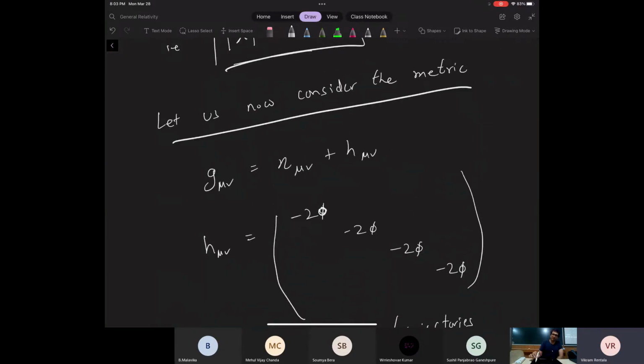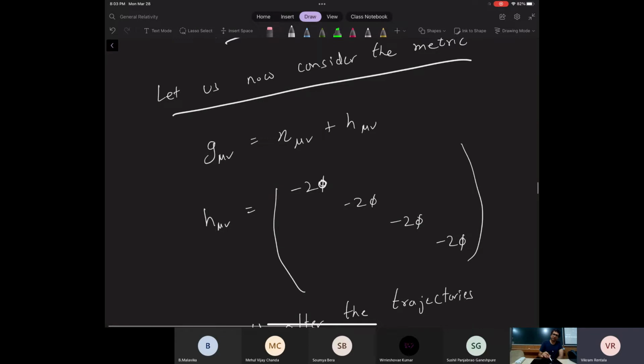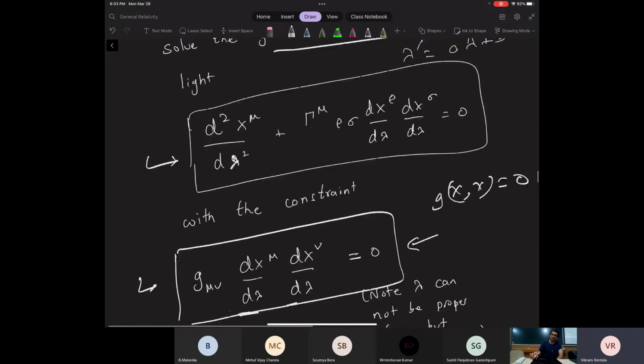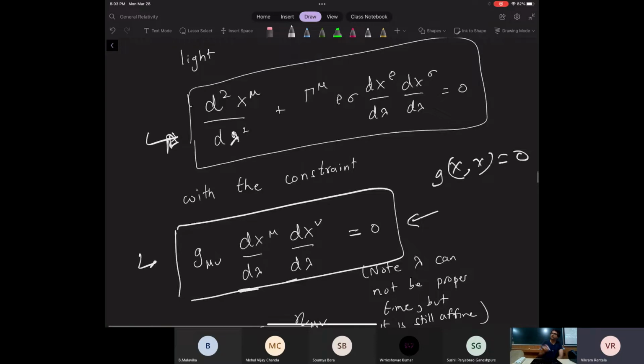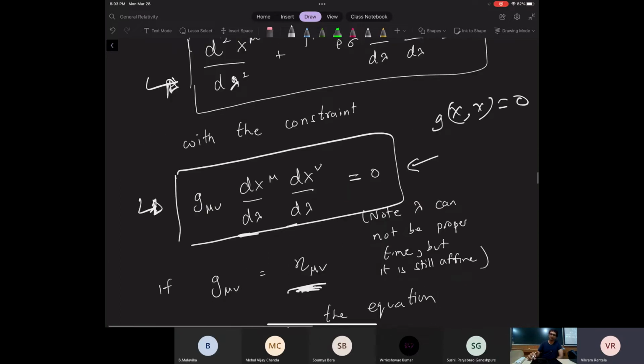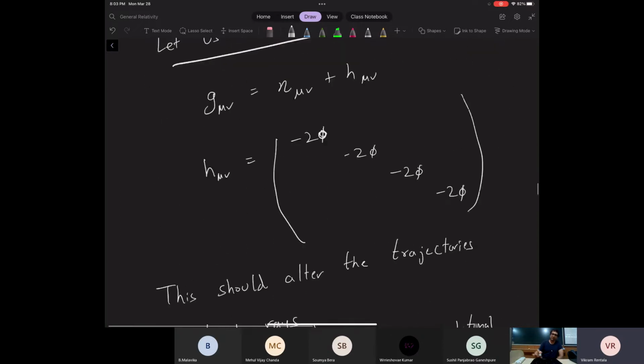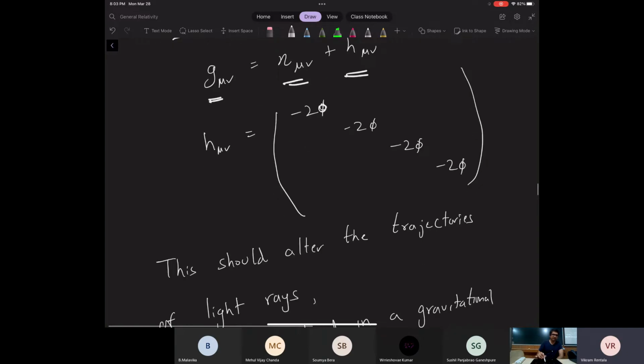So now let us consider the metric. Instead of just considering the metric eta mu nu, let's consider a more general metric, the metric that we've derived in the linearized approximation. And let's work out what the null geodesics are, that is, what are the trajectories that light follows in a weak gravitational field. So we're taking the metric to be eta mu nu plus h mu nu, where h mu nu is minus 2 phi, minus 2 phi, minus 2 phi, minus 2 phi on the diagonal. Everywhere else it's 0.